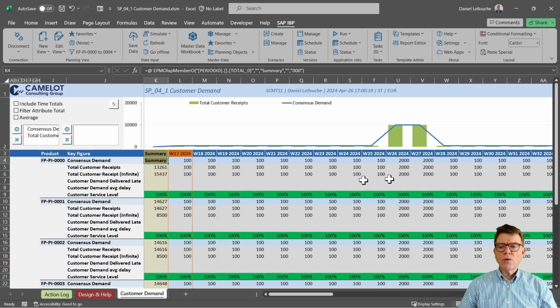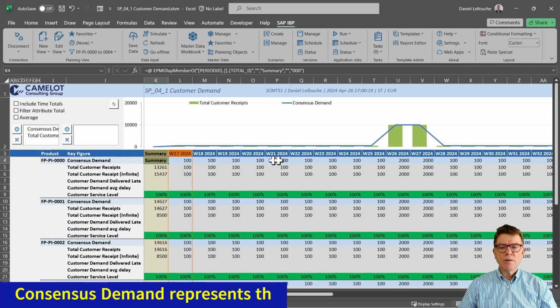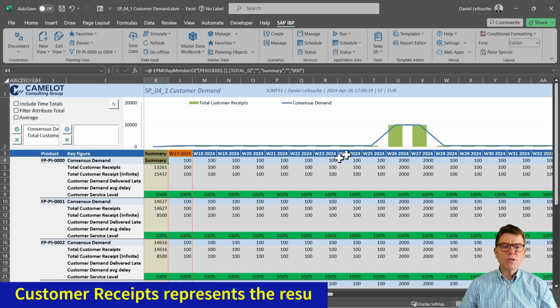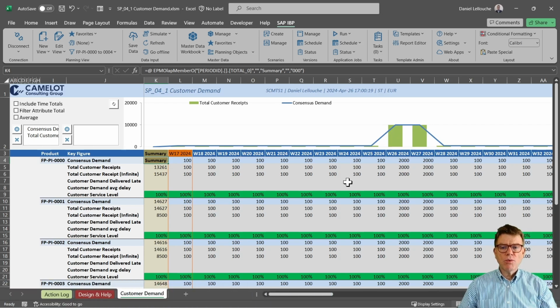So in this scenario, about the demand, there is not so much change. In fact, we have a demand, okay? And then the system will answer with total customer receipts. Currently, again, I've run the heuristics to show you that everything is covered nicely. Let's see now on the production side what is happening.